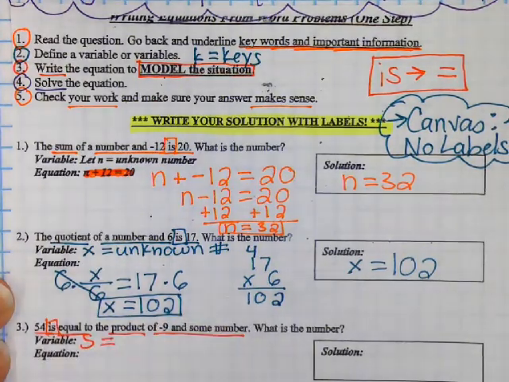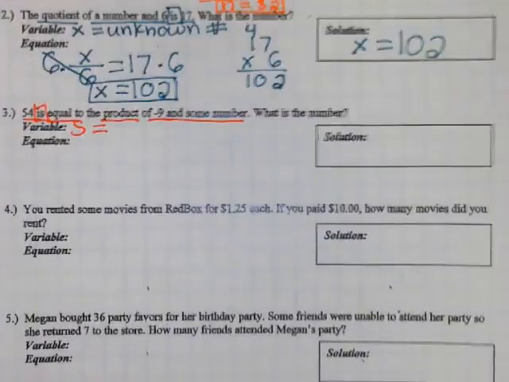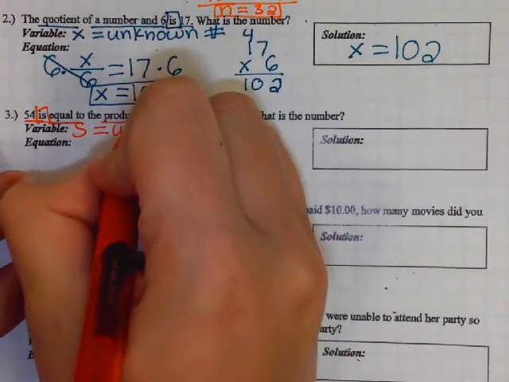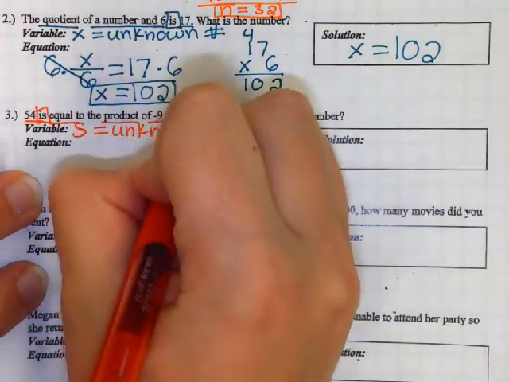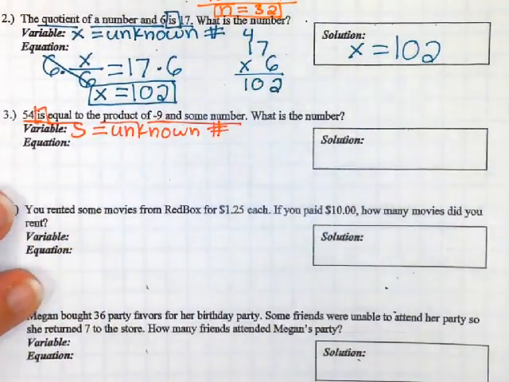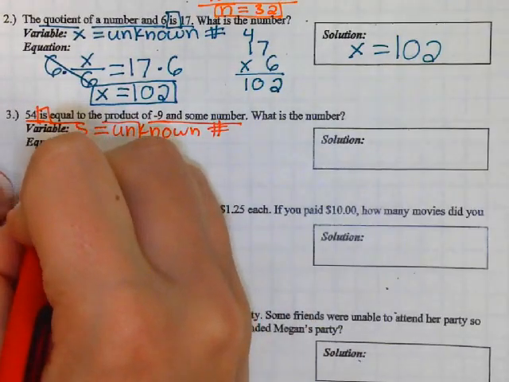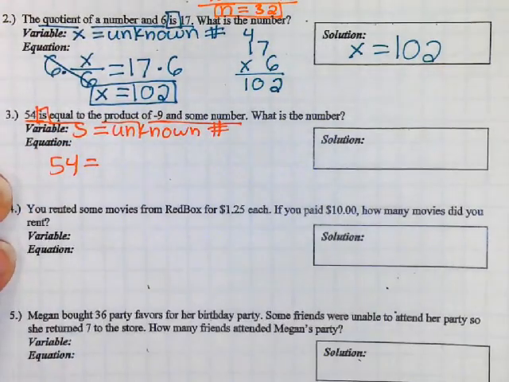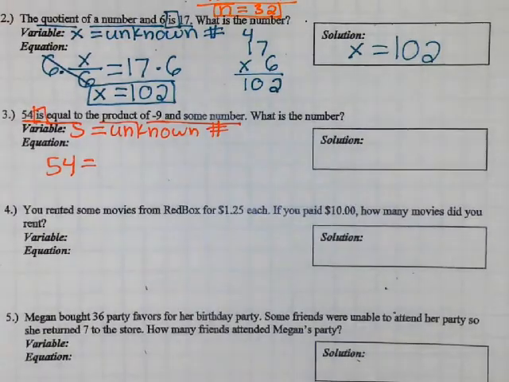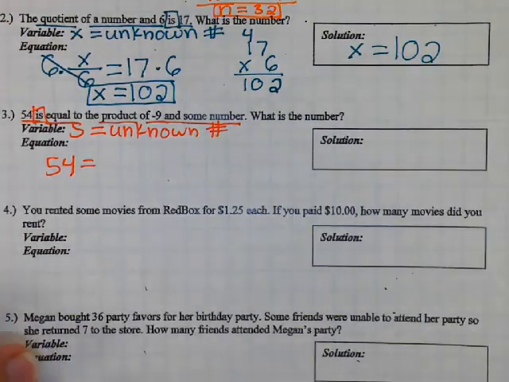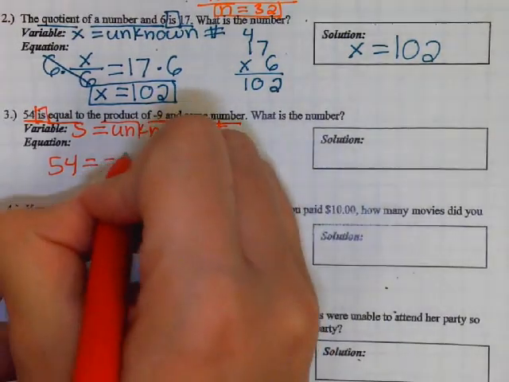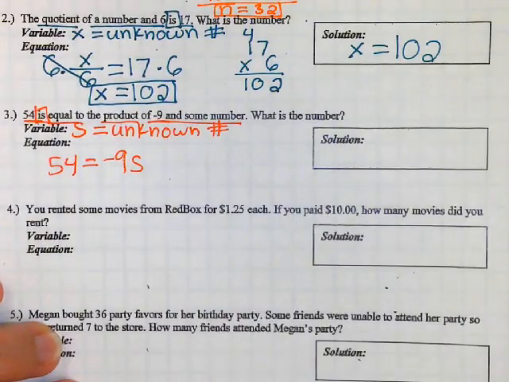S. Some number sounds like it should be an S. Oh, I apologize, I didn't pull it down. Some number should be S. So S is going to be the unknown number. 54 is equal to the product. Product means to multiply. So negative 9 and some number. So negative 9s. Now I solve.